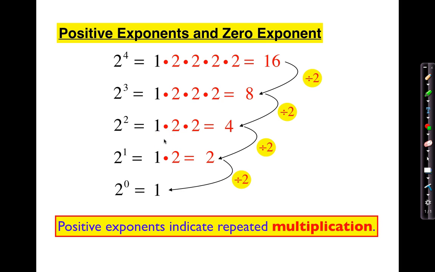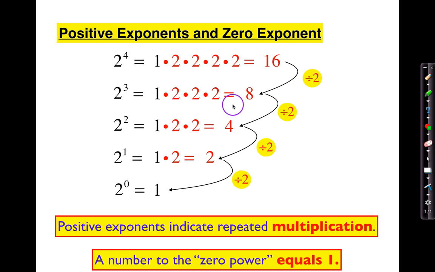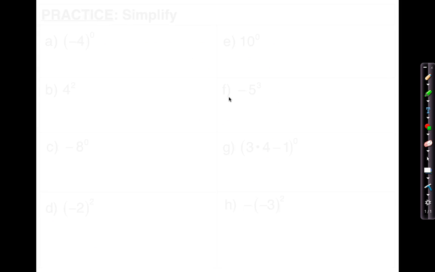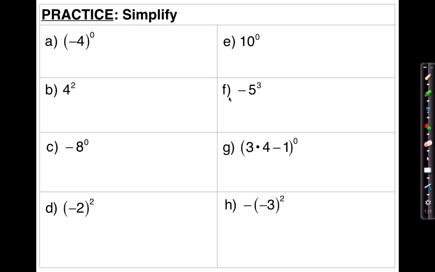Okay? Positive exponents indicate repeated multiplication, and that's what you see here. A number raised to the 0 power is always going to equal 1. Any number raised to the 0 power is 1. So now what I'd like you to do is go ahead and pause the video and try a couple of these on your own, implementing the power of 0.